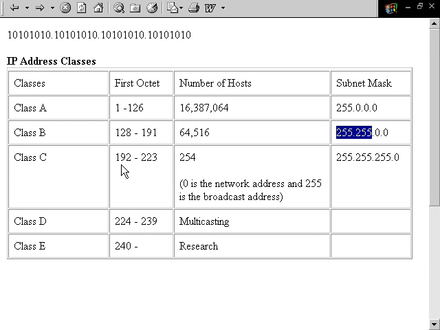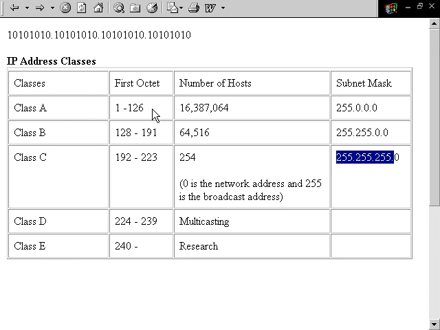The Class C is going to range from 192 to 223. You have a total of 254 hosts that you can have. Your subnet mask is going to be 255.255.255.0. Typical assignments for A, B, and C would be A, possibly a government. Worldwide, you're only talking about 127 possibilities that you can have here. So that's not a lot of these that can go out.